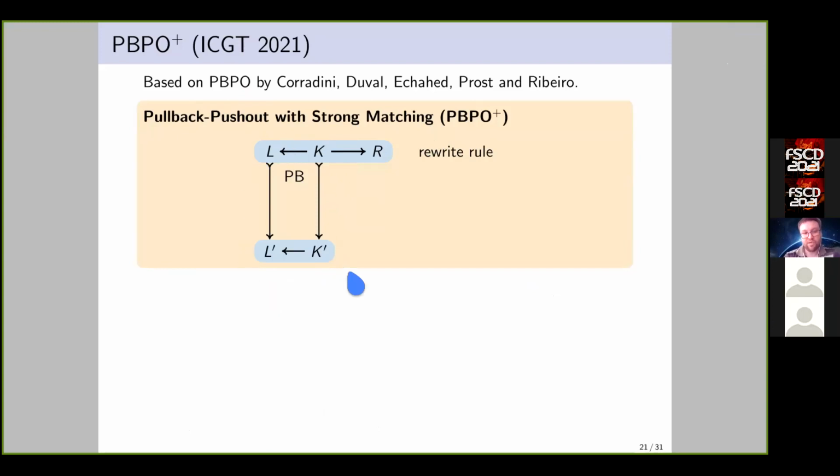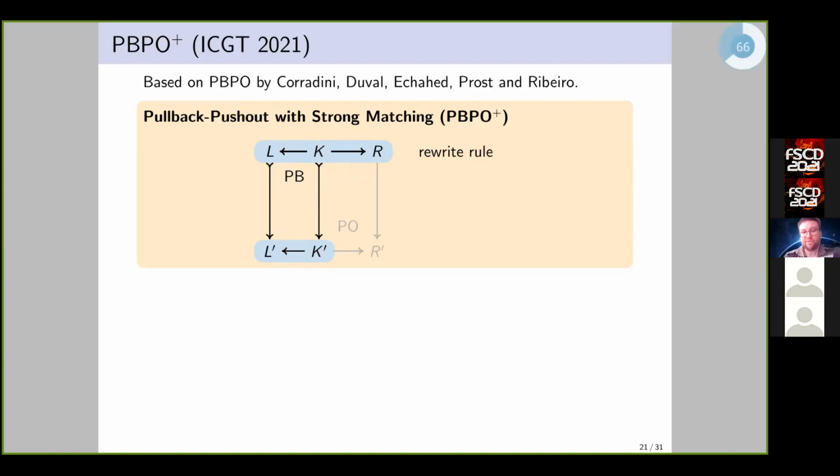So a rule in PBPO plus now looks like this. On the top, we have something that looks similar to a DPO rule with an interface, which is mapped in the left and an interface mapped in the right. But now we also have graphs L prime and K prime that belong to the rule. And here we have a square of graph homomorphisms that need to form a pullback.